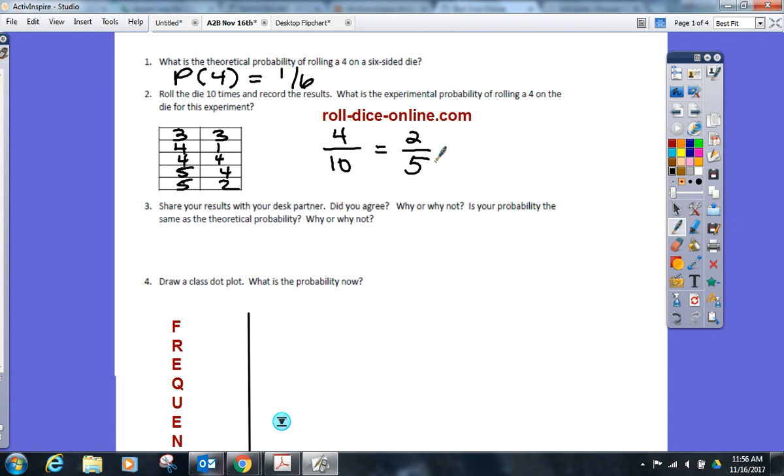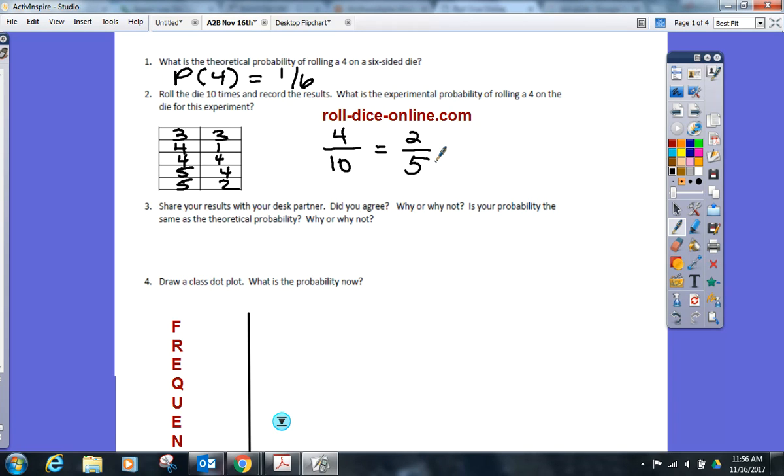Look around at the people next to you. Did you get the same thing or different results? How many of you got different ones? Anybody get 1/6? How many of you got 1/6? Oh, shocking, huh? All right, none of us got the theoretical probability. Again, why is that? Because this probability is based off of what? Your experiment that you just did.